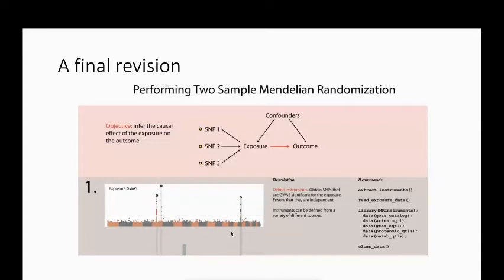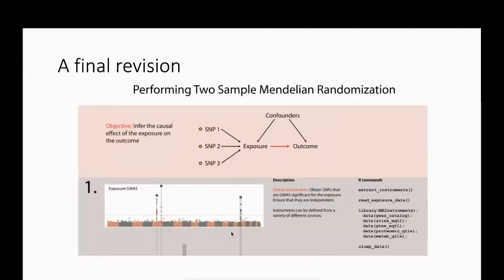So, final revision before we go into some of the calculations. This was taken from the R package, TwoSampleMR package. And again, the objective in a Mendelian randomization study is to infer the causal effect of an exposure on an outcome. So we take SNPs, which are genetic proxies for an exposure, and then we study the effect of those on outcomes. This is assuming that the assumptions of Mendelian randomization hold. This should be independent of the effect of any confounders, and reverse causality shouldn't be an issue.